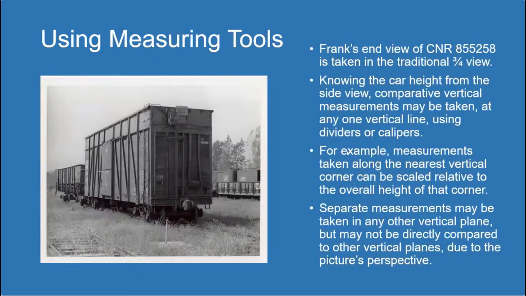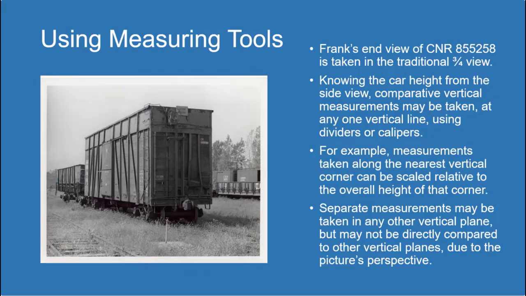So here's another view which might be typical of what might just be available, and maybe you don't have a square-on photo. So this end view of this car is taken in a traditional three-quarter view. So knowing the car height from the side view, comparative vertical measurements may be taken at any one vertical line using dividers or calipers. If you can see the cursor here, if we consider the near corner to the camera, everything along that line can be measured in relative proportion to each other.